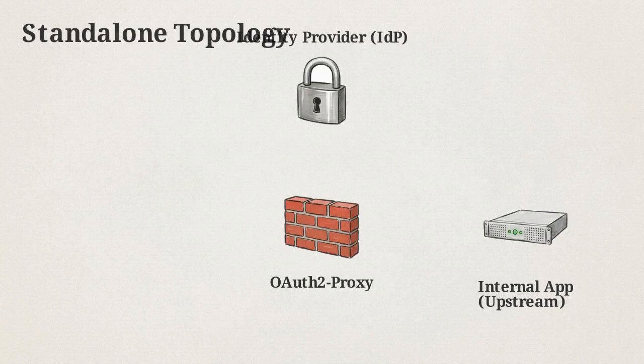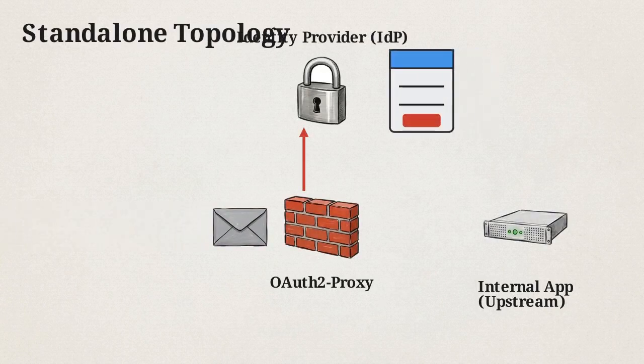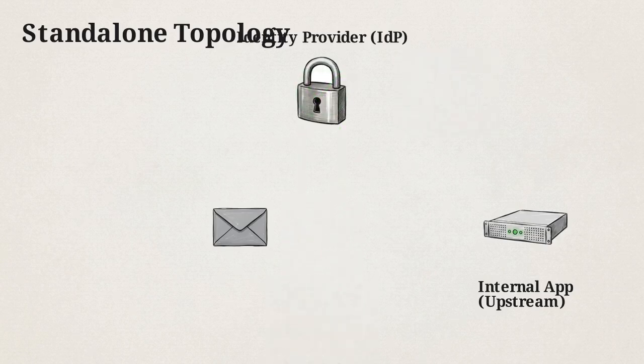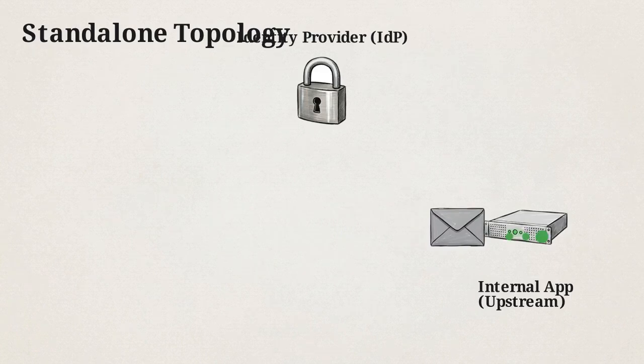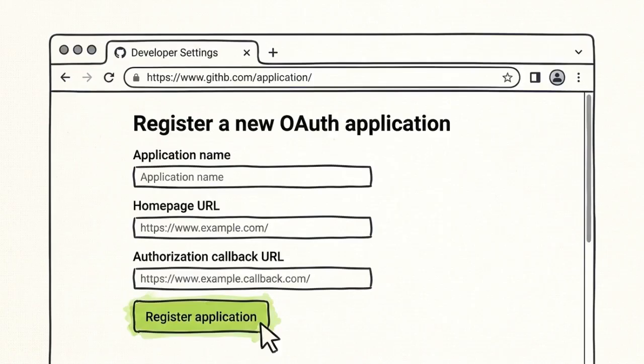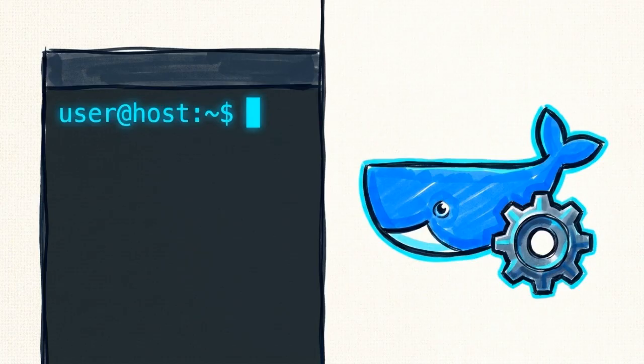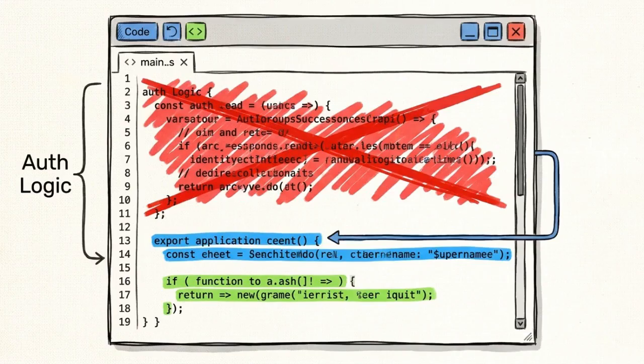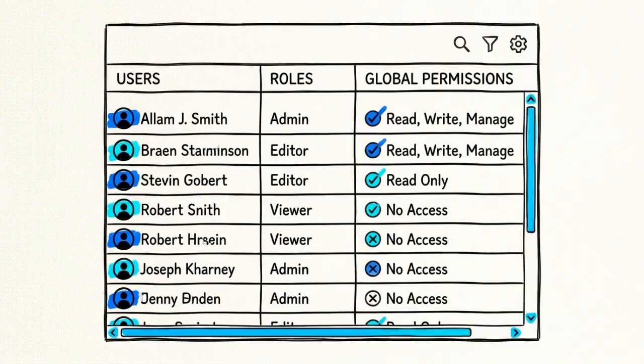This diagram illustrates the standalone topology. The proxy evaluates incoming requests, redirects unauthenticated users to an external identity provider, and only routes traffic to the internal server once a valid response is returned. To begin, you will need an account with an identity provider like GitHub, an open terminal, and either Docker or the compiled proxy binary. By shifting the authentication burden to the network edge, we remove the need for login code within the application, creating a centralized point of control for access.